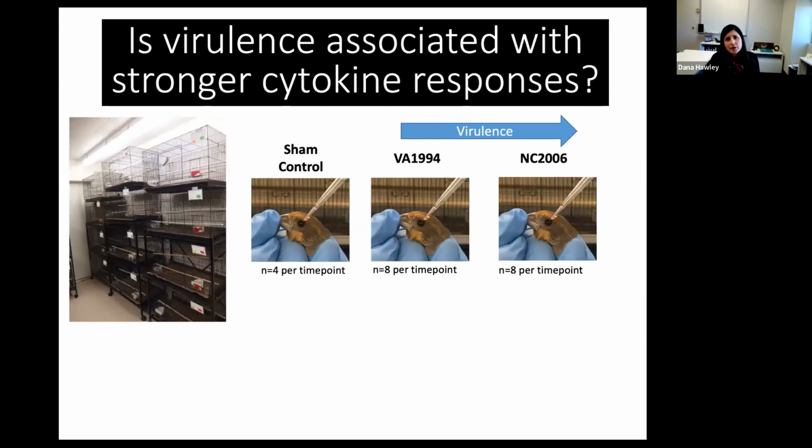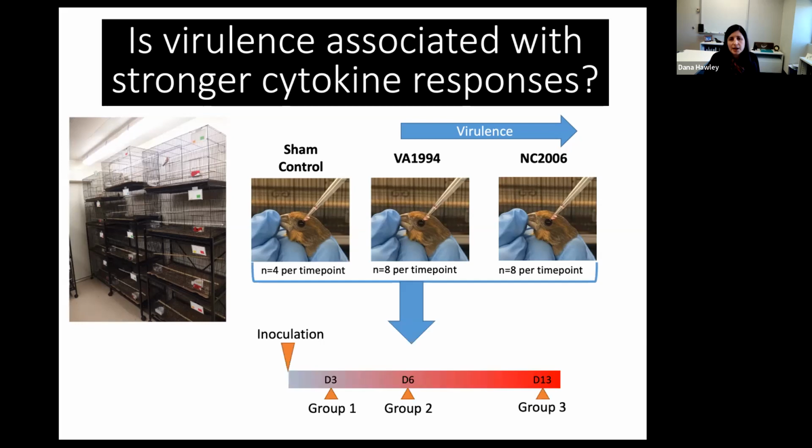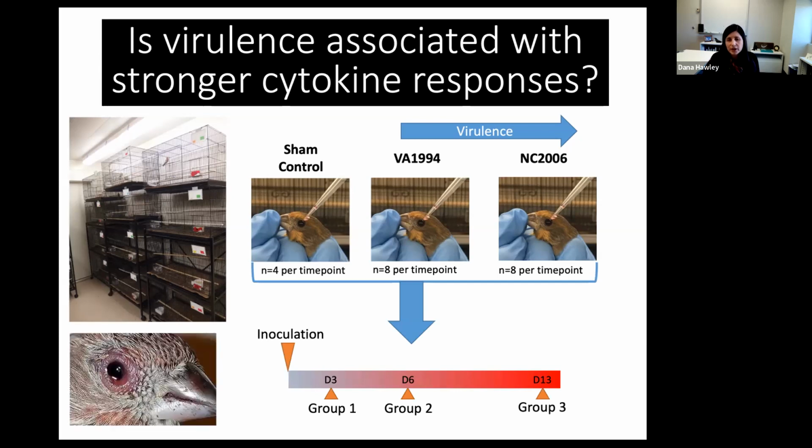We started out using these assays just to ask a simple question, which was whether birds infected with more virulent strains show stronger cytokine responses in their tissues. A very simple descriptive study. I'm just going to whip through this to get to the more interesting stuff. We had three treatments, three time points. We took tissue samples destructively at these three different time points.